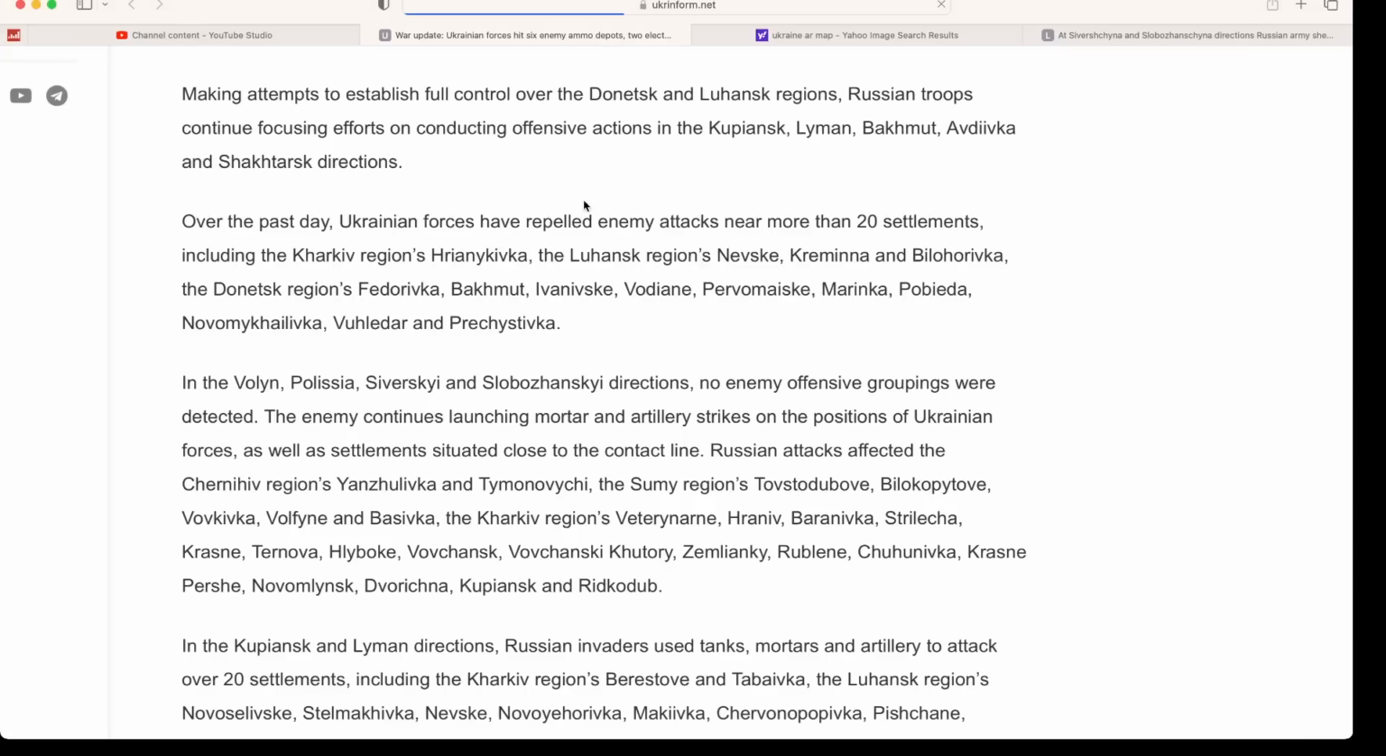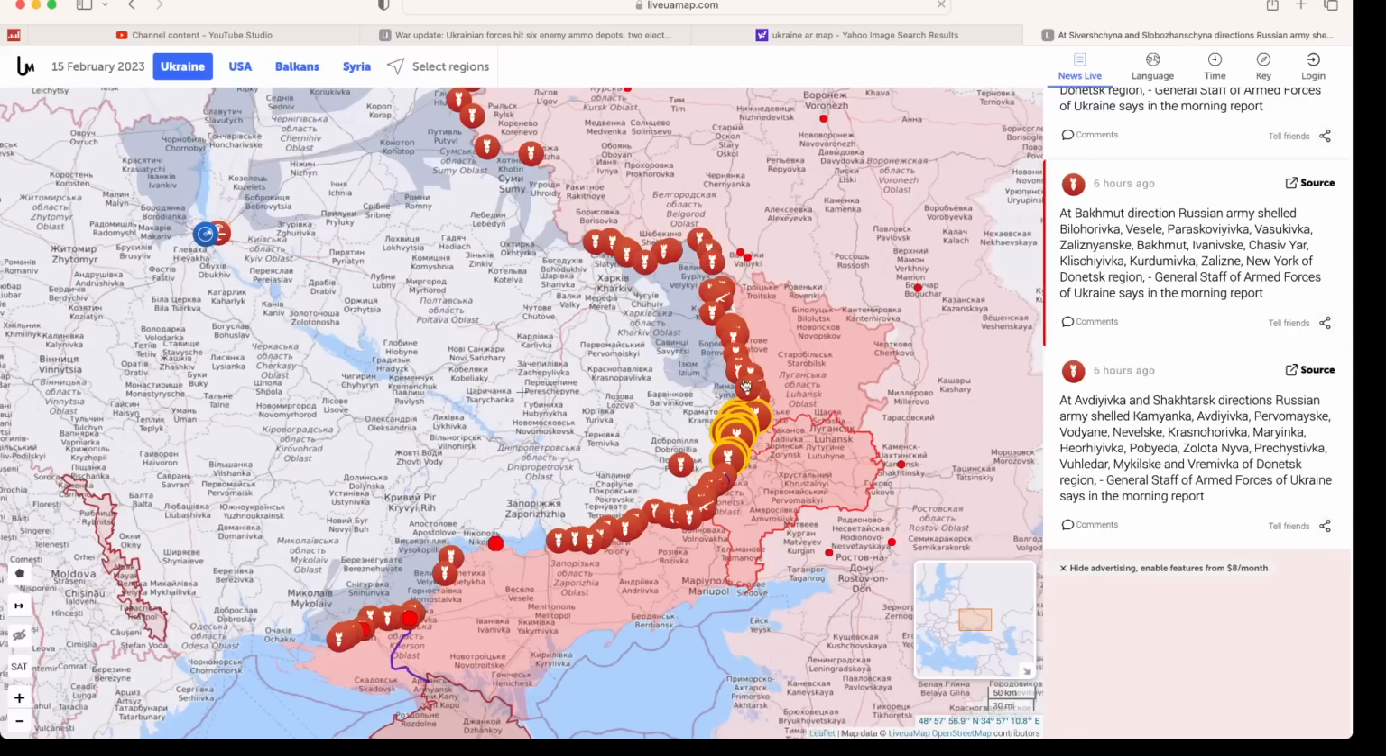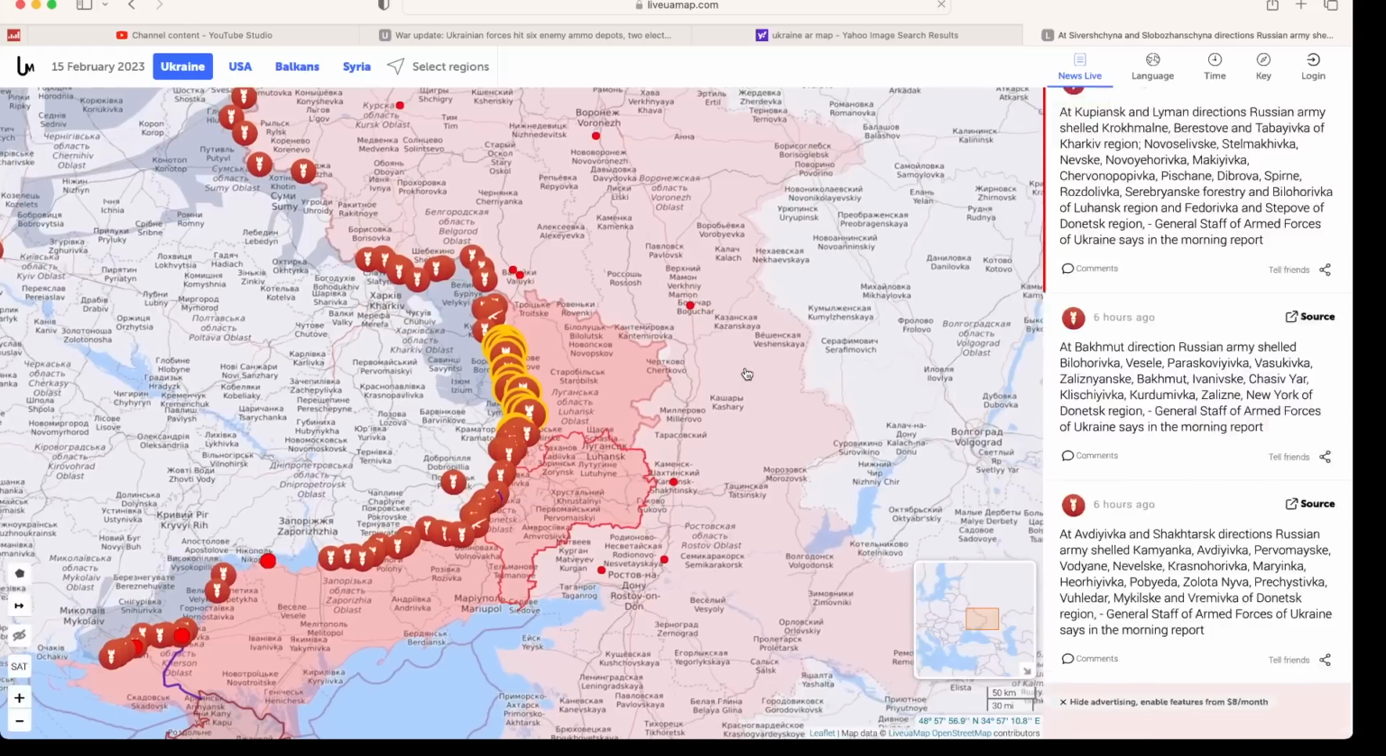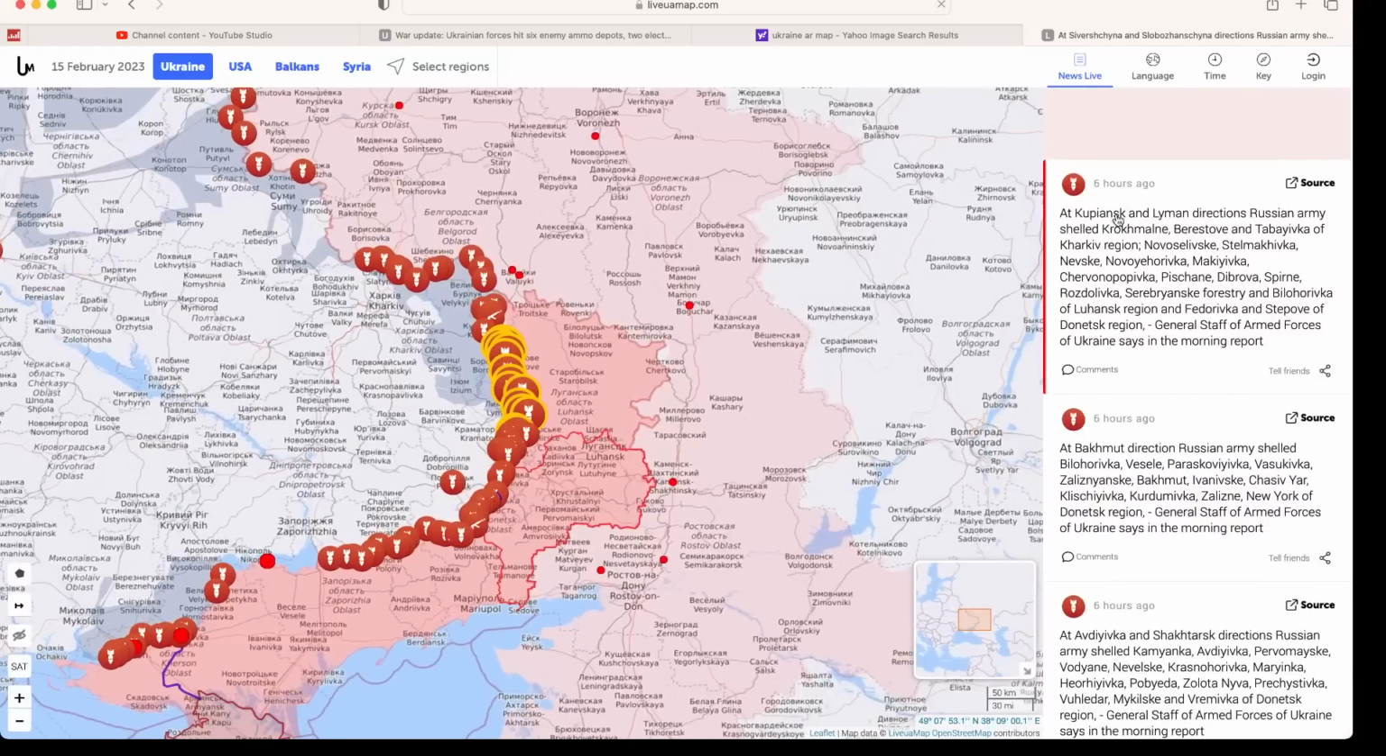Russian troops continue focusing efforts on conducting offensive actions on Kupiansk, Liman, Bakhmut, Avdiivka, and Shakhtarsk. So these are all here. So if here is Bakhmut area, right here Bakhmut direction, at Avdiivka. So this is Bakhmut, Avdiivka. This should be Liman, Kupiansk, Liman. So this right here, this is the front.